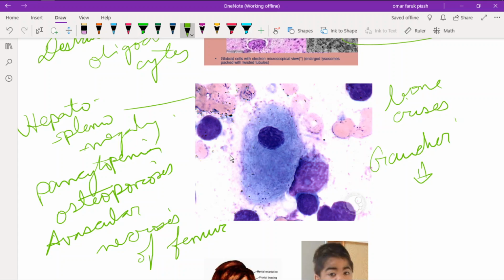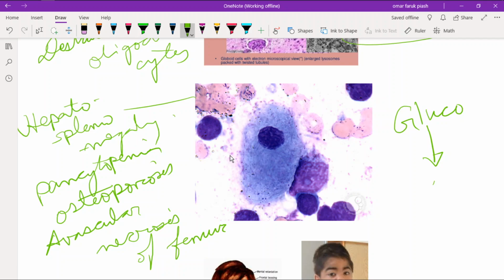The deficient enzyme is glucocerebrosidase. Glucocerebroside is converted into ceramide with the help of glucocerebrosidase. If there is a deficiency of this enzyme, it causes Gaucher disease, and it is autosomal recessive.